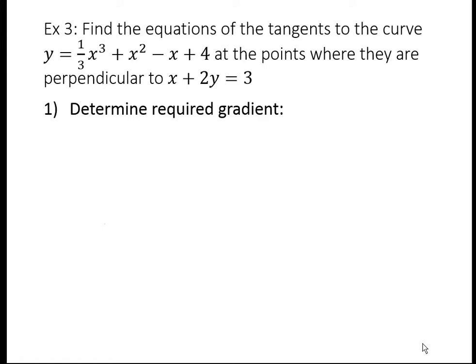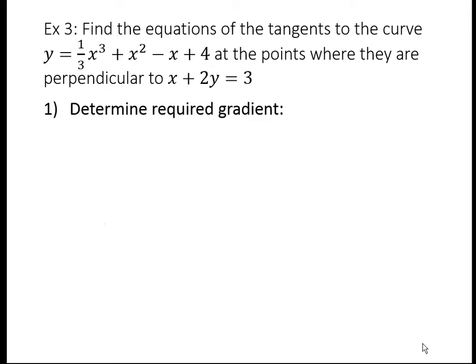Now we can't just do the blind process that we did with the other examples because we don't have an x value. It just says where they are perpendicular. We don't actually know, is that at x equals 7? Is that at x equals 2? We don't know. We need to find that out as a starting point.